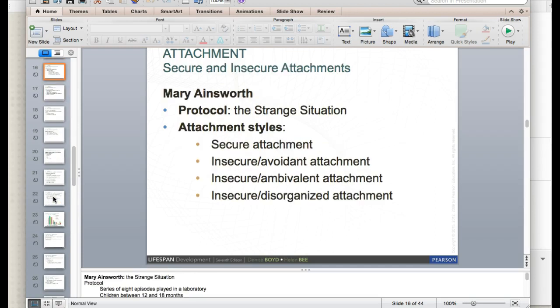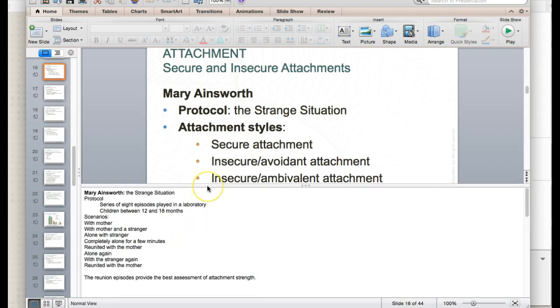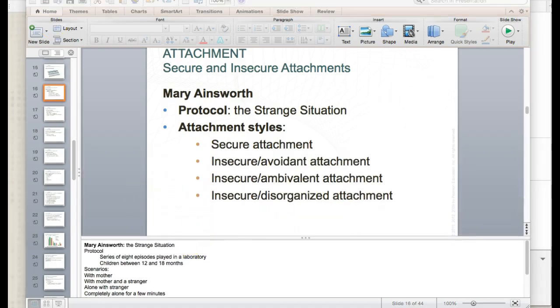So a secure attachment, this would look like the children between the ages 12 to 18 months, of course, and here's a list of scenarios. So the scenario with the mother, this would look like, I'm trying to think of a great example. For secure attachment, the child, say for instance, in the video, the mom leaves the child in the room.